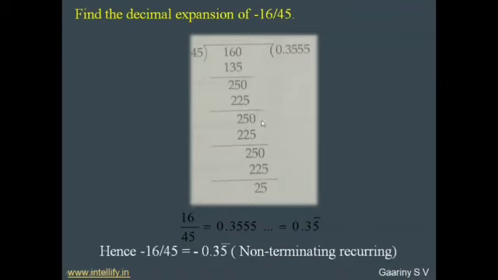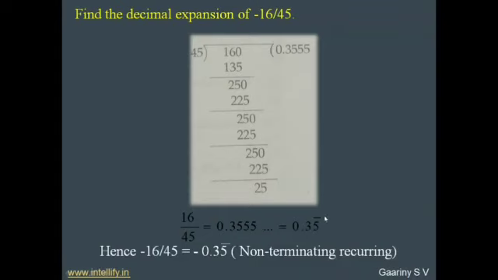This process goes on. So you can simply write that 0.3555. So here 5 gets repeated. So you can place a bar over here on only the 5. Since 3 is not repeated, it doesn't have a bar. Since only 5 is repeated, it does have a bar here. So you can write 16 by 45 as 0.35 bar.